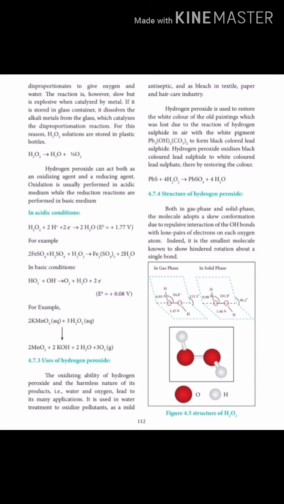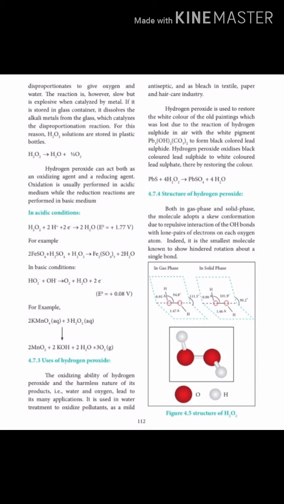ferrous sulfate plus sulfuric acid plus hydrogen peroxide reacts to give ferric sulfate plus water molecules. In acidic conditions, H plus ions come from dilute sulfuric acid, H2SO4. Ferrous sulfate plus sulfuric acid plus hydrogen peroxide gives the product ferric sulfate plus water molecules.